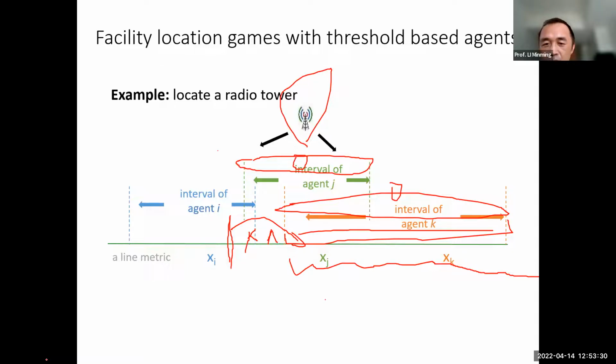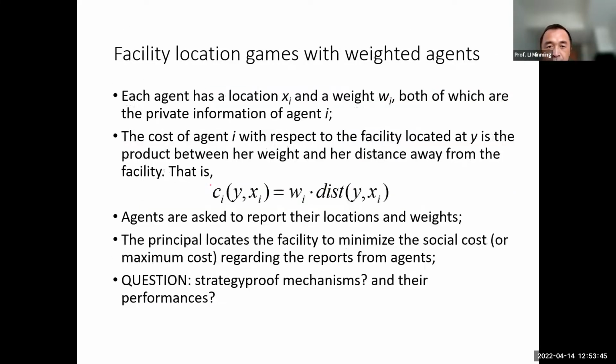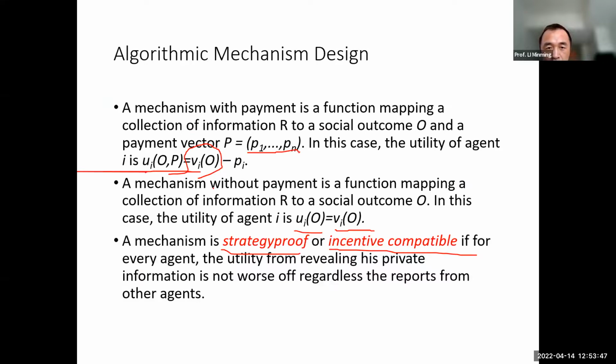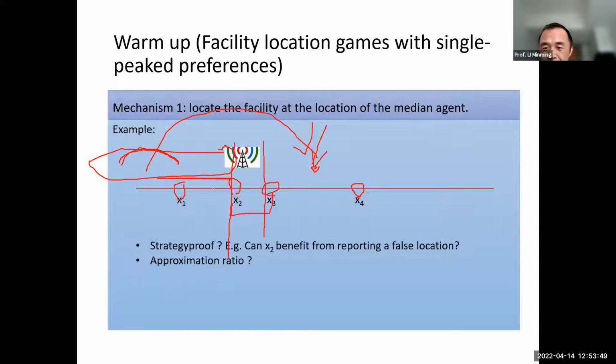Xujun is asking a question: the approximation ratio for this mechanism is 1. Yes, because we're using the optimal solution as the mechanism output. Social cost, you mean this one? Which part is not clear about social cost? Is it about the optimal solution or about the definition?